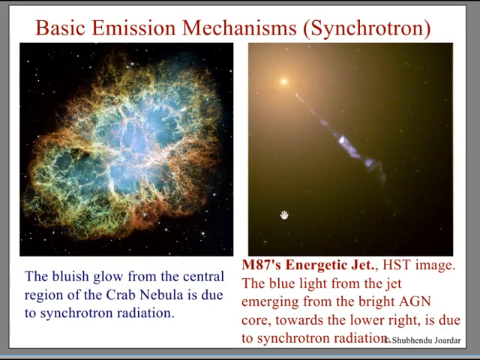So here is this one. This is called the AGN. And here you can see there is a very powerful, energetic jet, an HST image. The blue light from the jet emerging from the bright AGN core towards the lower right is due to synchrotron radiation. So they are telling us that these radiations are due to synchrotron. Synchrotron radiation is more powerful, and you can see more features of this on the internet if you like. You can refer to that.